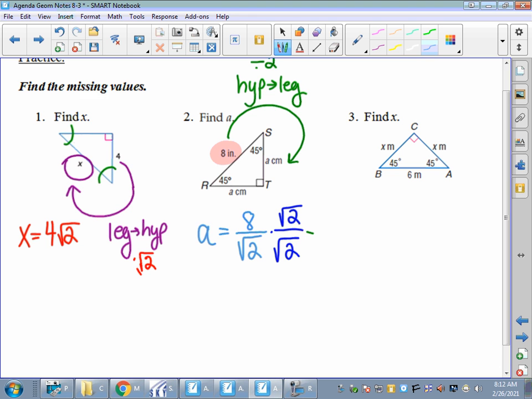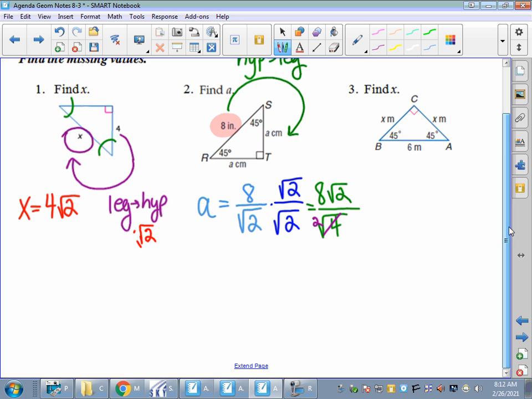So on the top, we do 8 times the square root of 2 because remember, we just treat these as two separate problems. On the bottom, the square root of 2 times the square root of 2 is the square root of 4, which of course you know the square root of 4 is 2. Hopefully you've picked that up. So now I've got 8 square roots of 2 all over 2. I notice right here that I have a couple of things. I just ignore the radical.